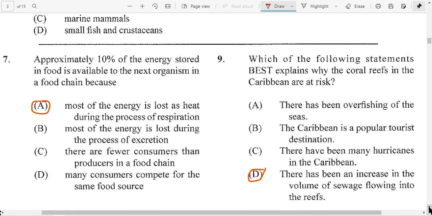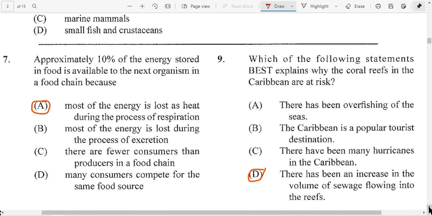Most of the energy is lost as, of course, heat during the process of respiration. Energy is lost during excretion, yes. There are fewer. That is not plausible. C and B is totally out. C and D is totally out. Of course, A is going to be the most suitable answer here for question number 7.